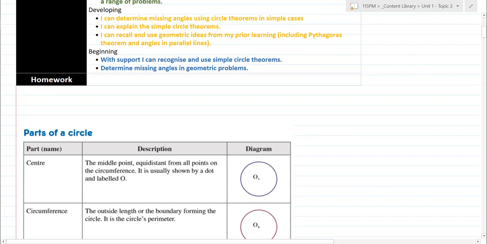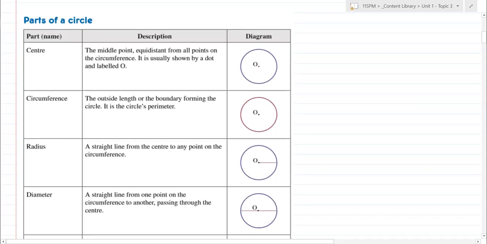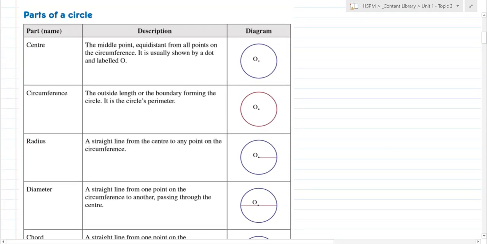So I'm just going to scoot down here. I've just copied this straight out of a different textbook, and it's just all of the parts and the language that you'll need to know. I'm going to scoot through it a bit. I think you know most of it. But we have the centre of a circle, usually marked as O. The circumference of the circle, you know what that is, the distance around it. You know what a radius is, you know what a diameter is.